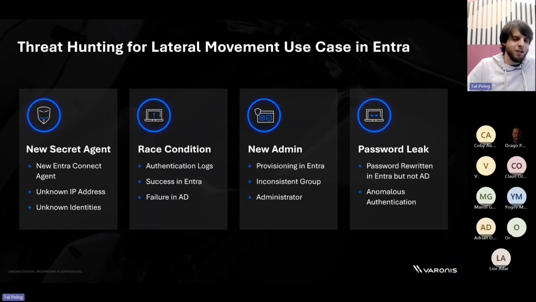What about the race condition in authenticating users with delegated authentication and just-in-time provisioning? In this case, we could look in authentication logs. We can see a success in Entra, but a failure in Active Directory. We see that a user was not supposed to be let into the cloud environment, but their login was approved by Entra. How would a new administrative user look if it's created by a compromised agent?